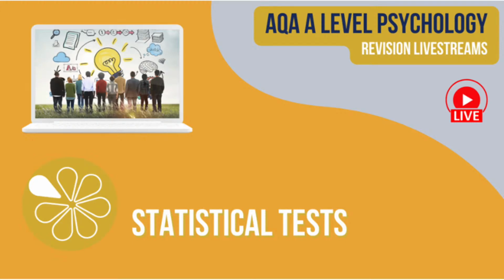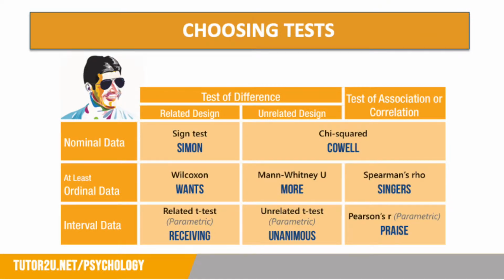Okay, so everybody's favourite tonight. We're going to be thinking about statistical tests. One thing that you might be required to do is to decide which is the correct test to use and then justify why that's the correct test to use. You need to find yourself some way of remembering this. We've got a little mnemonic on the screen there: The Simon Cowell Once More Singers Receiving Unanimous Praise. But you might have one of your own, and that's absolutely fine, just something to help you remember it.